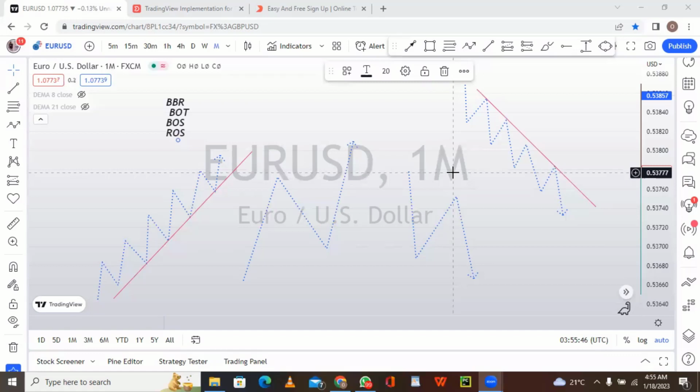Okay. So when we talk about the BBL strategy, it comprises three things. I have BOT, BOS, and ROS. The BOT simply means a break of trend. Break of trend line. BOS simply means the break of structure. And ROS simply means retest of the broken structure.